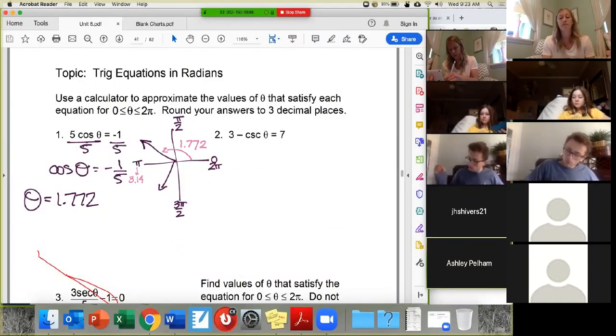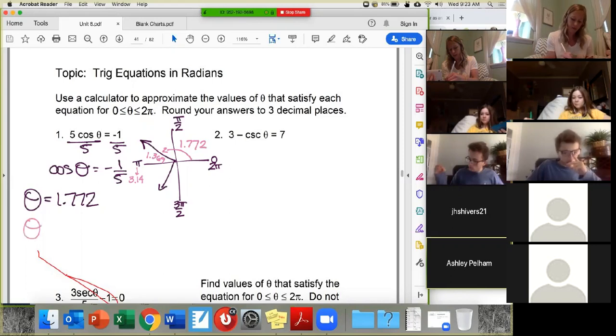Now, what could I do to find my reference angle? Pi minus 1.772. And for these, if you're using your calculator, I'm going to encourage you to use your answer button. So I'm going to do pi minus my answer. This gives me a reference angle in here of 1.369. What am I then going to do with that reference angle to find my second answer? Add pi. Yep, I'm going to do pi plus that reference angle. And again, I'm going to use my answer button.